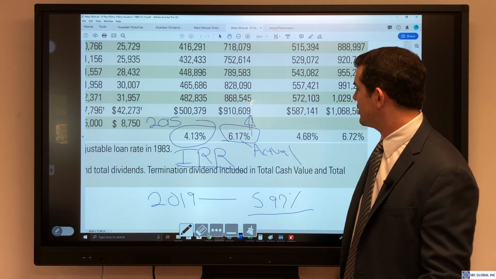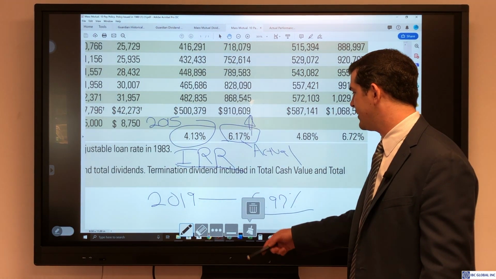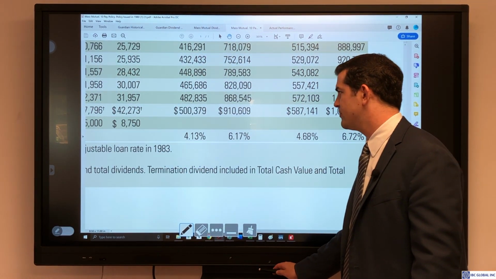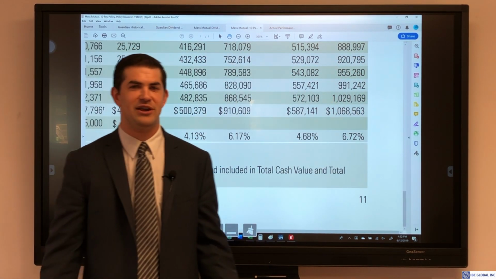All right, so we've got projected performance and then actual returns, and this is with one of the big guys, right? MassMutual in this case. 10-pay policy has performed nicely. Hope this helps.